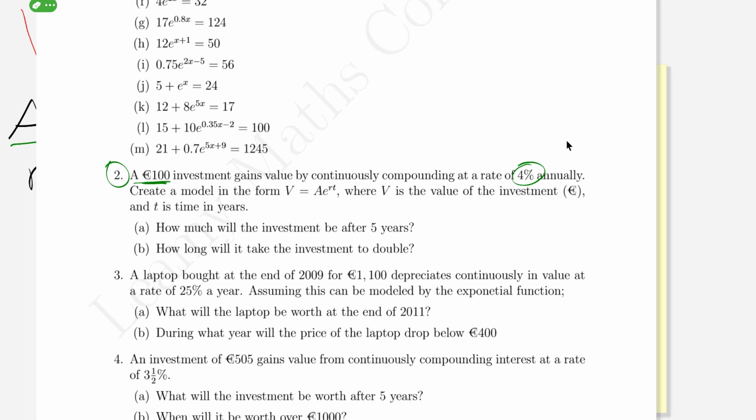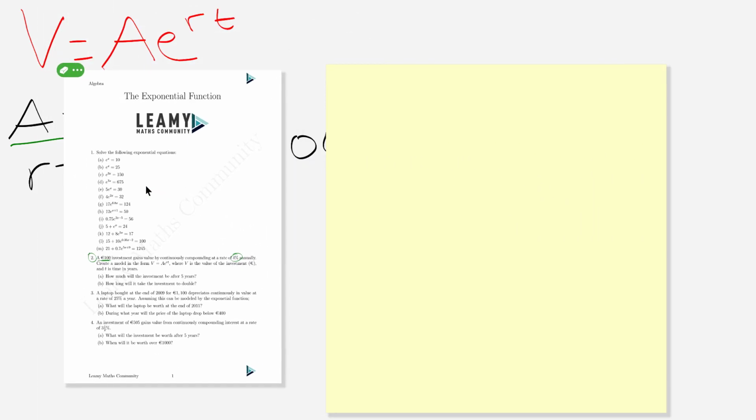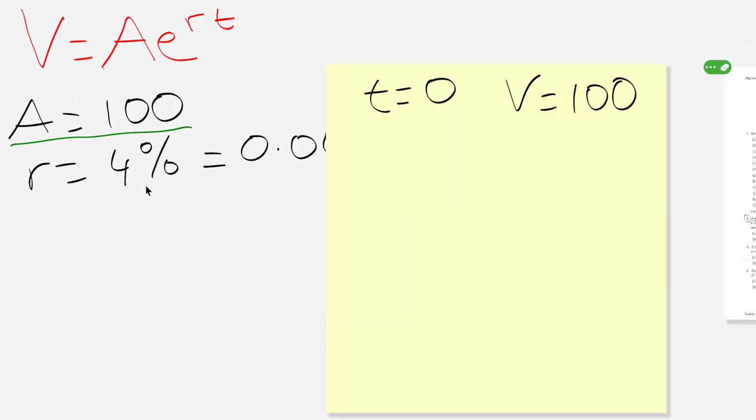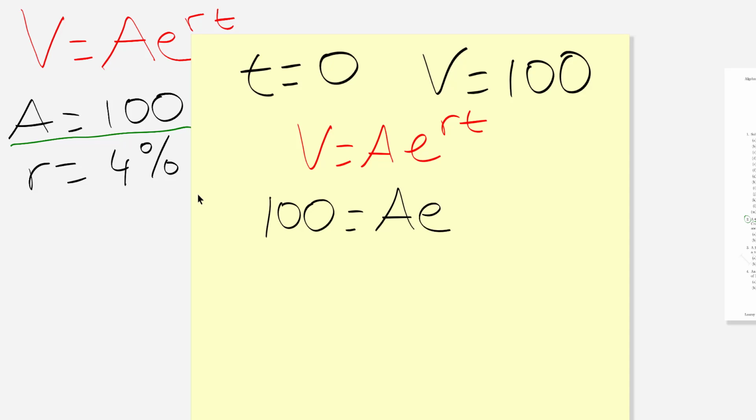The question was, it was a €100 investment that gains value by compounding at 4% annually. So that means when the time was 0, when this thing started off, when t was 0, the value was €100. We know that we're taking a model of the form V equals Ae to the rt, and if I sub in, well, when t is 0, the value is 100. So let's sub those two values into our function here. So 100 equals Ae to the power of r times, and the value is 100 when time is 0.